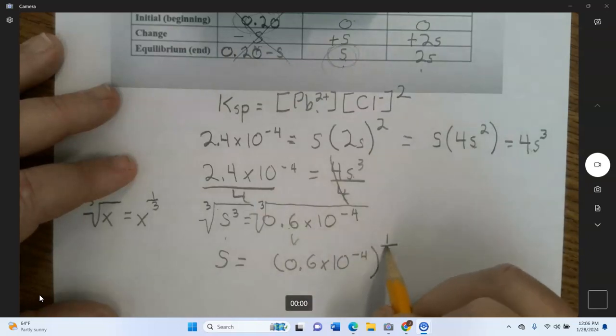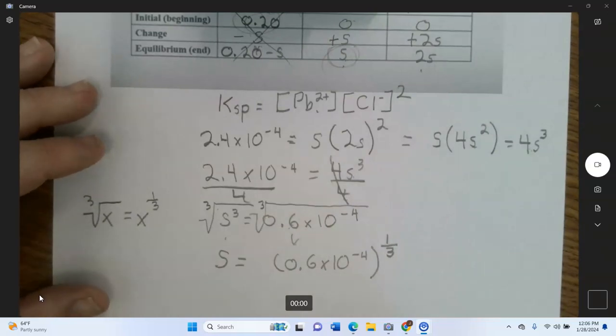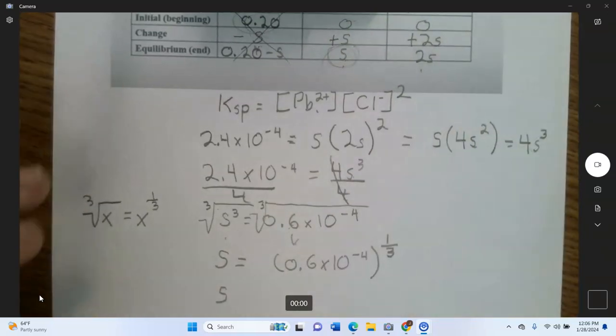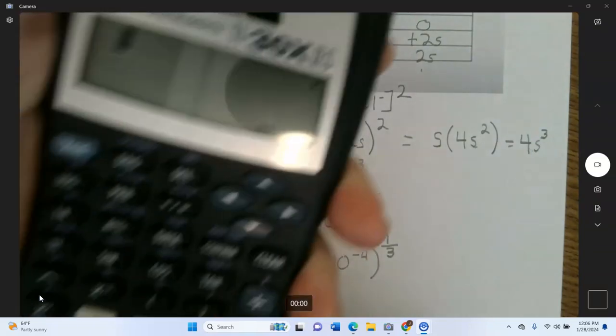And you're going to raise that to the 1/3 power. And that will give you your value of S. So let's do that on the calculator. Okay, watch how I do it.